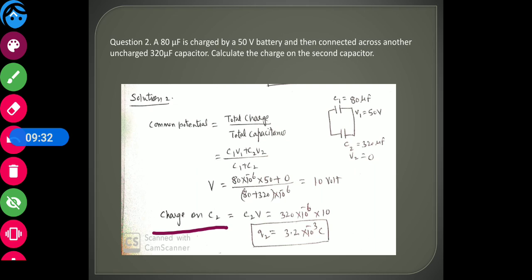So the charge on C2, with the formula Q is equal to CV. Because we want to find the charge on C2, we use C2 V: put the value of C2 and the volt, and we get the answer, which is equal to 3.2 into 10 raised to power minus 3 coulomb.